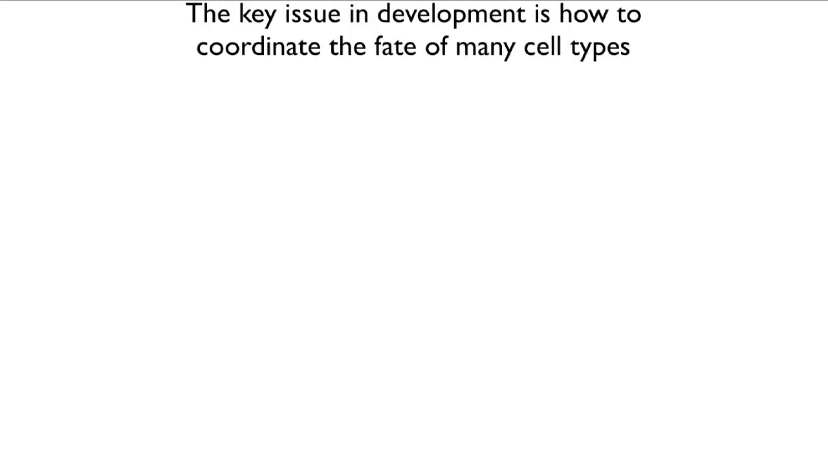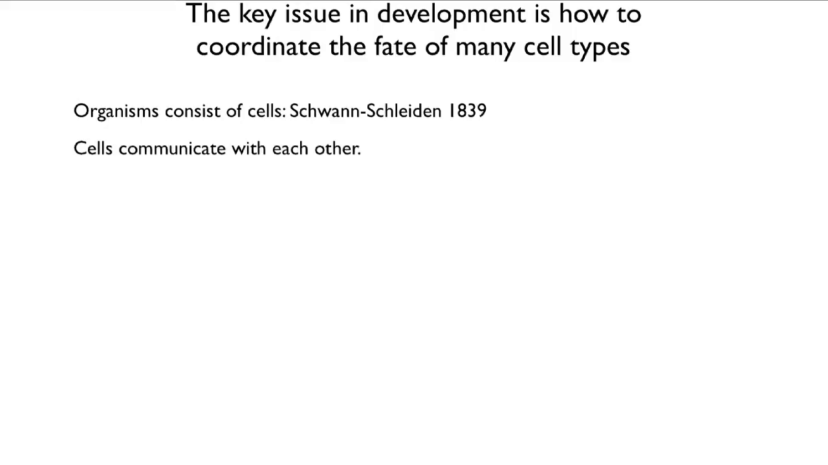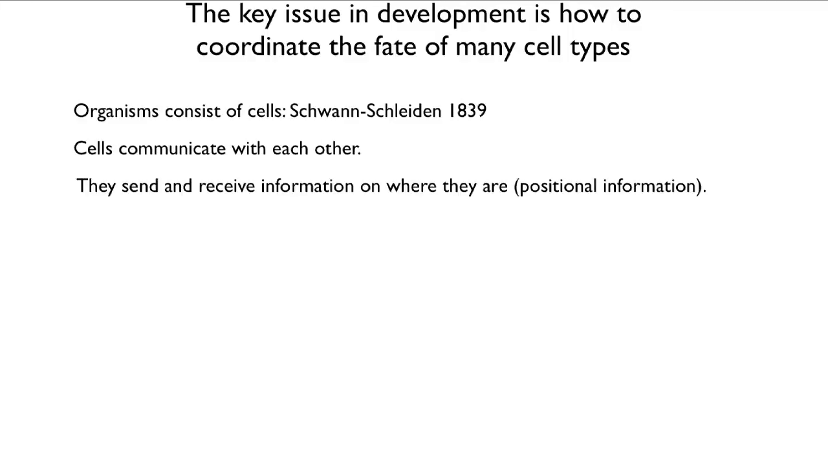Now, I'm going to rehearse some of the general features of developmental genetics in order to provide background on what's happened in the female reproductive tract. The key issue in development is how to coordinate the fate of cell types. The fact that organisms consist of cells and that we need to worry about how cells interact with each other, we owe to Schwann and Schleiden back in 1839. Cells communicate with each other. They send and receive information on where they are. We call that positional information. That would be top, bottom, front, back, left, right, that sort of thing.